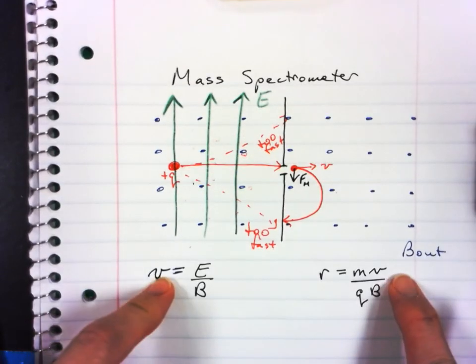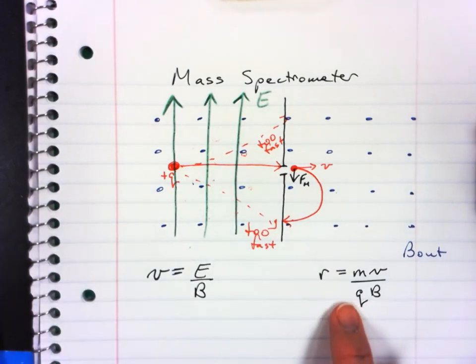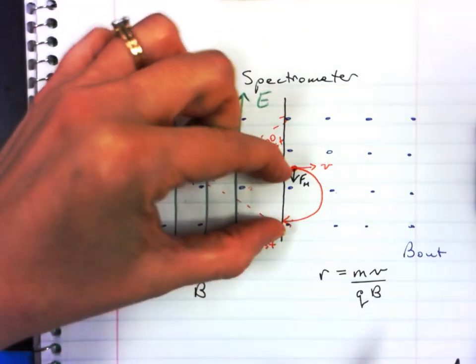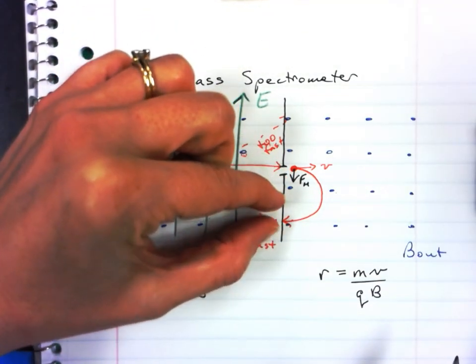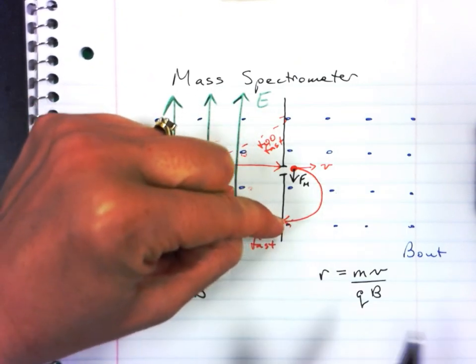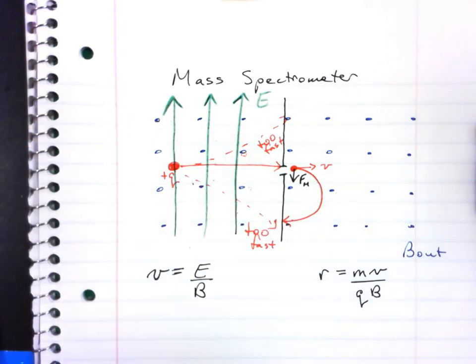We know the velocity that it got through. We know the strength of the magnetic field. We're the ones who set it up. If we know the charge, we measure the radius, because this would be the diameter of the circle, so double the radius. So if we know where it hits, if we have a sensor right there, if it hits at this distance, we can figure out the mass of this particle.